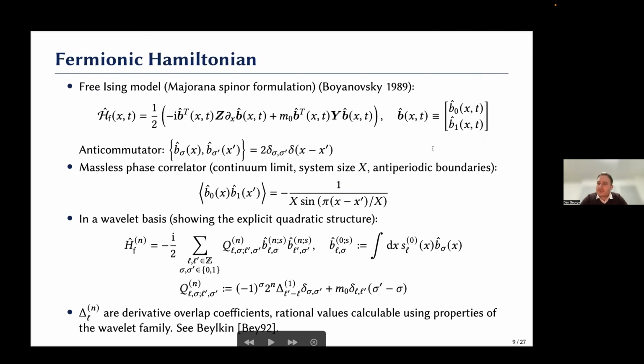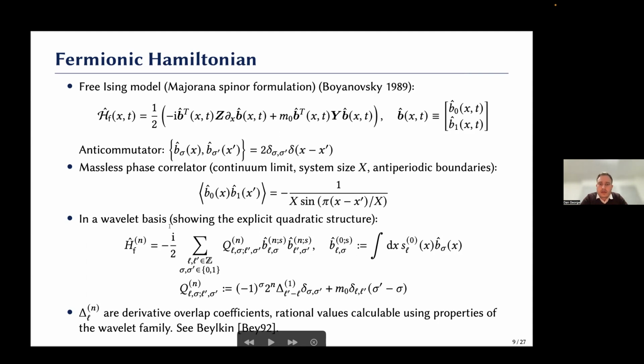Okay, so I've shoved all the equations onto 2 slides here that describe the systems that we were dealing with. So this is the Fermionic Hamiltonian that we used for our fermionic calculations. It's the free Ising model in the Majorana spinor formulation given there, the anti-commutator as well. Note the continuum massless phase correlator here has this 1/x dependence in the large separation limit.